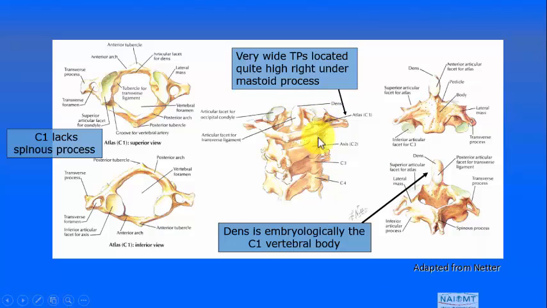We see the atlas on the axis, and this is the AA lateral joint, and there is an AA medial joint, which is the articulation of the dens with the ring of the atlas.